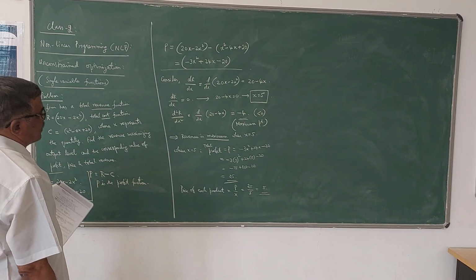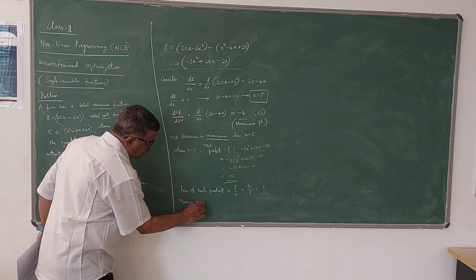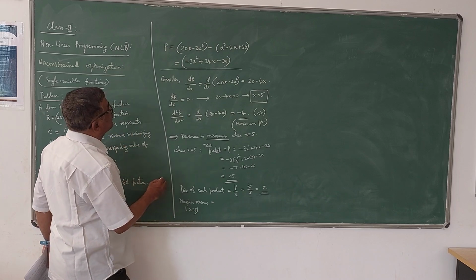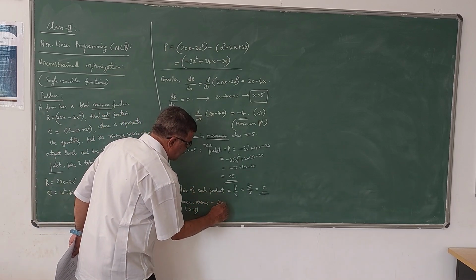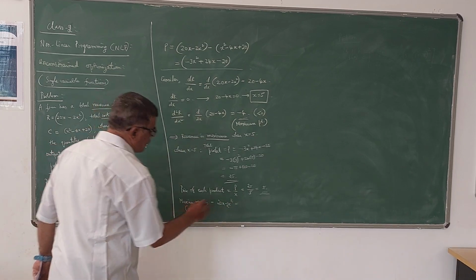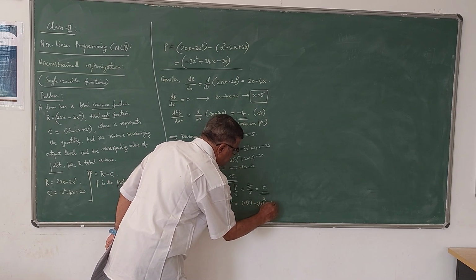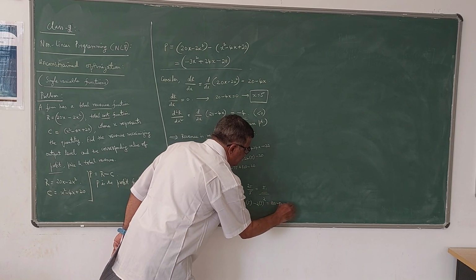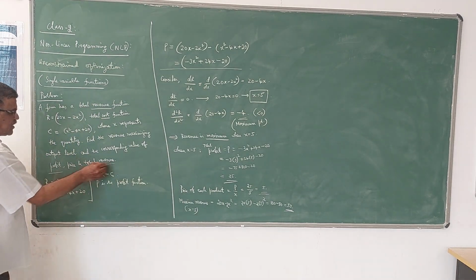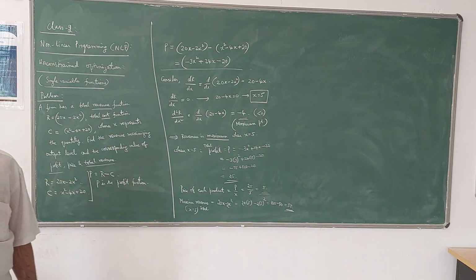So maximum revenue is how much then? Maximum revenue is equal to, at x is equal to 5. What is the revenue function he has given? 20x minus 2x square. So 20 into 5, put x is equal to 5, minus 2 into 5 square. So 100 minus 50. This is the maximum revenue we got. So these are the total revenue, that is maximum revenue.